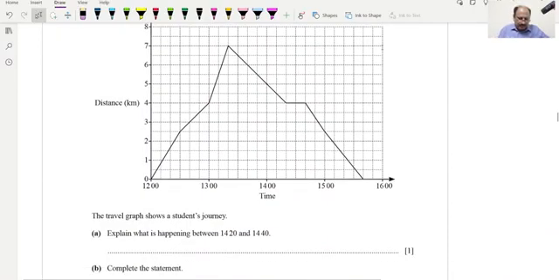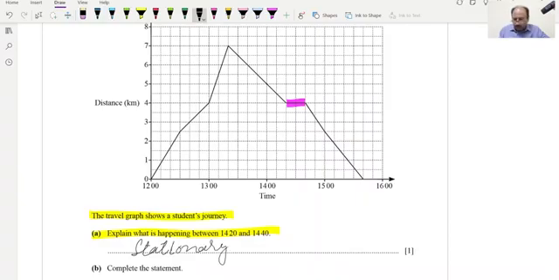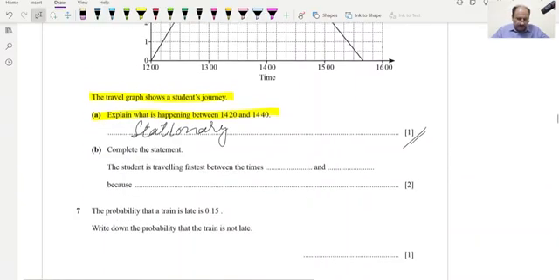Question 6 says the travel graph shows a student's journey. Explain what is happening between 1420 to 1440. 1420 to 1440 is this journey, and in this one distance is not changing, so it means stationary. So this is 1 mark part.